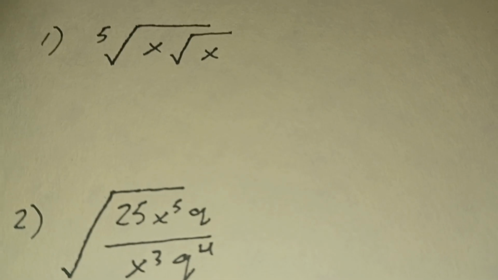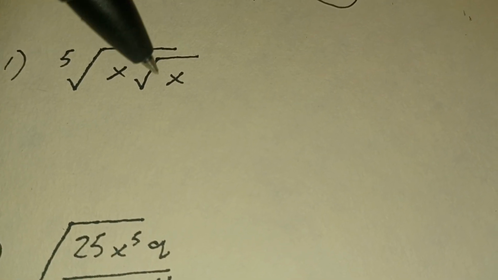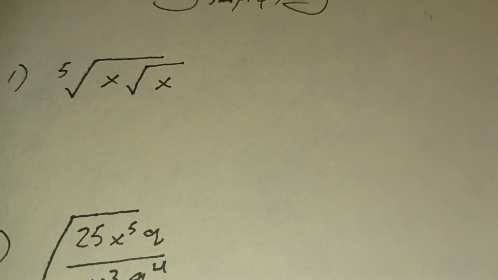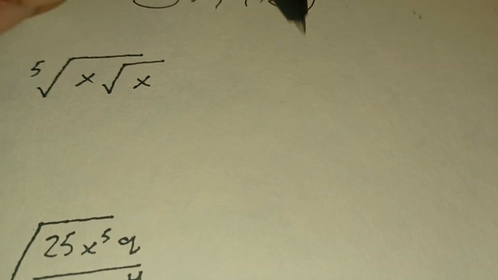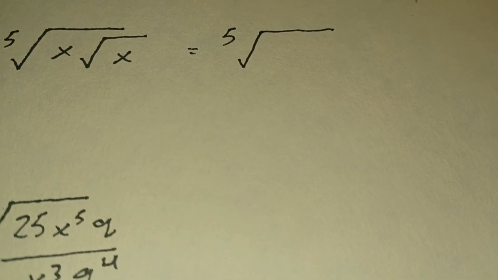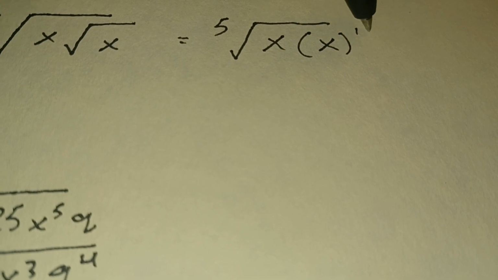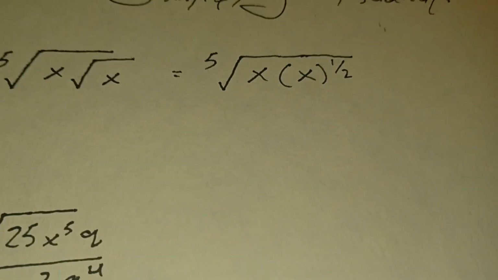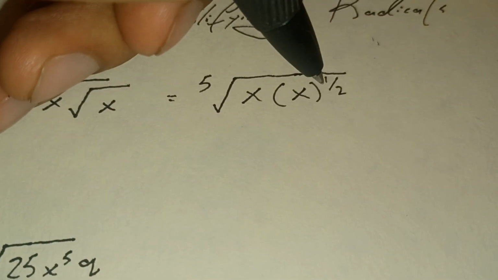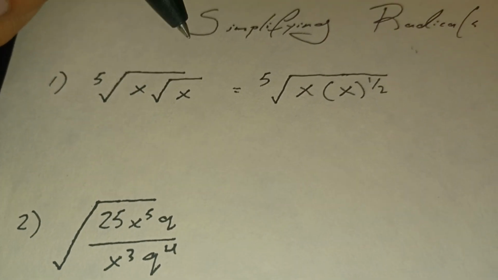We have the fifth root of x times the square root of x. So we have a square root within the fifth root. Let's solve this right now. Let's rewrite this as the fifth root of x multiplied by x to the 1/2 power, because when we raise x to the 1/2 power, we're basically square rooting it.